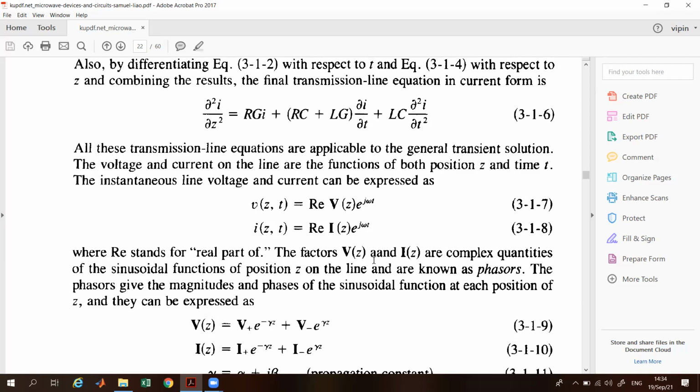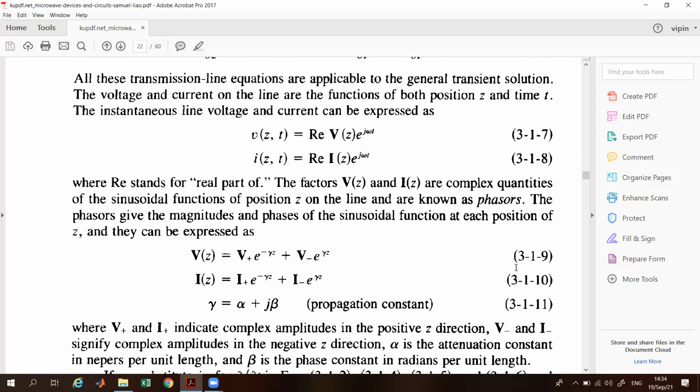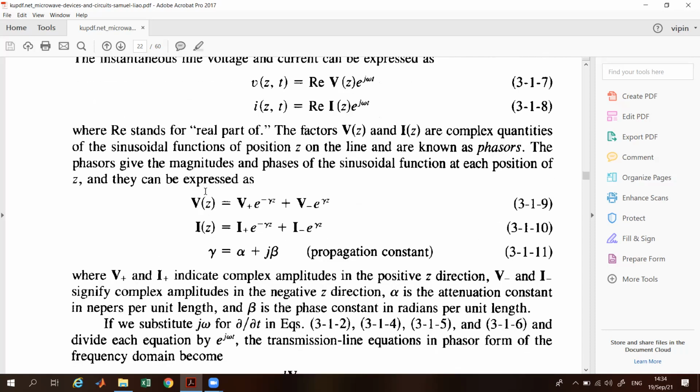The factors V(z) and I(z) are complex quantities, sinusoidal functions of position z on the line, and are known as phasors. The phasors give the magnitude and phase of the sinusoidal function at each position z, and they can be expressed as: V(z) = V+ e^(-γz) + V-. Plus is in the positive direction, V minus is in the negative direction.